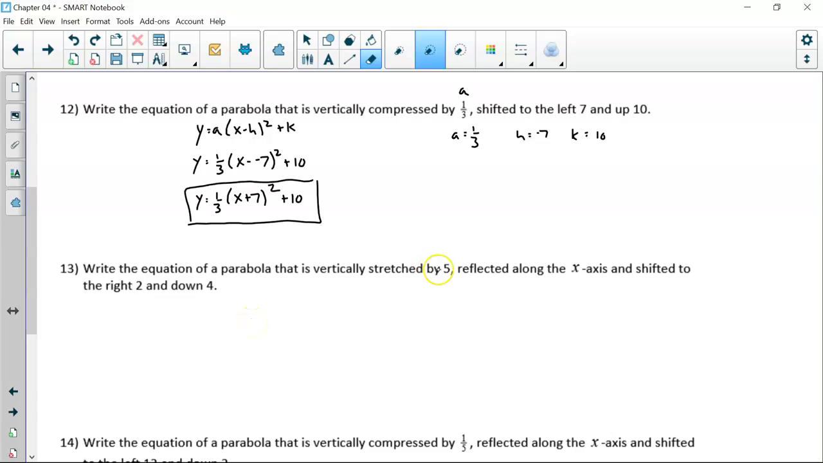Another one here, it's vertically stretched by 5 and reflected along the x-axis. So A stretched 5, so it's a 5, and now reflected, so it's a negative 5. H, we're going to the right 2, so H is 2. K, we're going down 4, so it's a negative 4. So y equals a x minus h squared plus k. So y equals negative 5 x minus 2 squared minus 4.